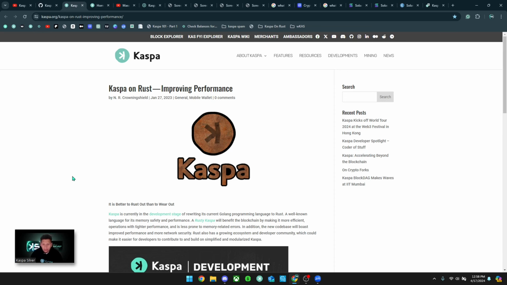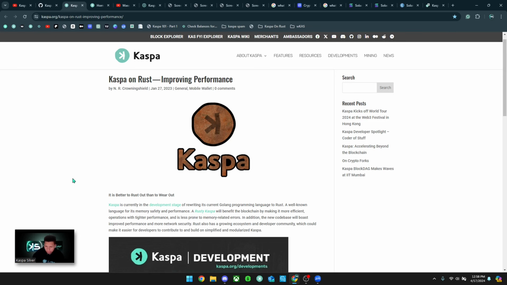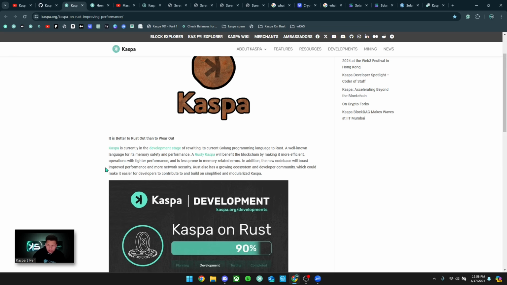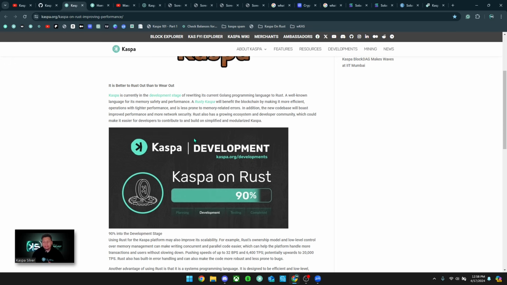This is an old article written by Bubblegum Lightning, "Kaspa on Rust: Improving Performance," and it basically explains how Kaspa is currently on the Golang programming language, but Rusty Kaspa will benefit the blockchain by making it more efficient, with tighter performance operations and less prone to memory-related errors. In addition, the new codebase will boast improved performance and more network security. Rust also has a growing ecosystem and developer community, which could make it easier for developers to contribute to and build on a simplified and modularized Kaspa.